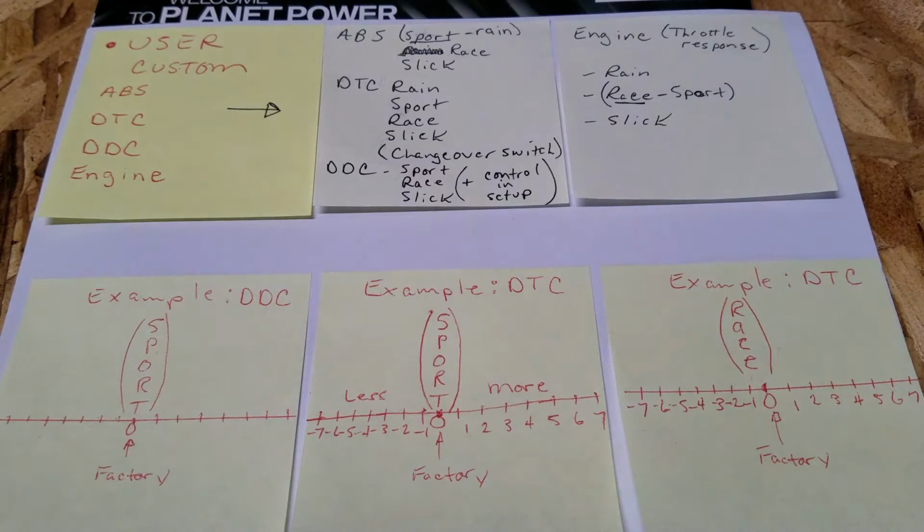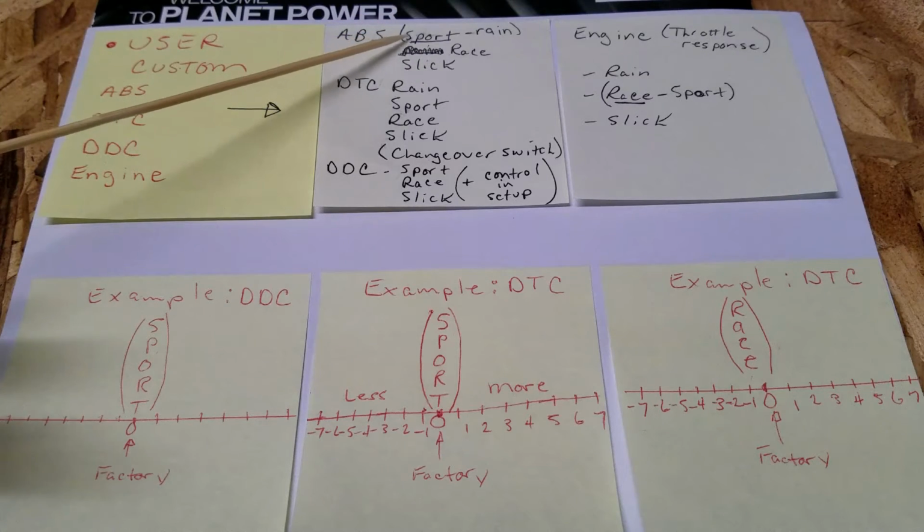So the first thing I want to do here then is go ahead and just go through an overview of the menu. Once you have access to user mode here, you automatically get to customize and mix and match with your four main interventions here: ABS, traction control, damping control, and engine throttle response. You can mix and match them in whatever way that you would like. So with ABS, for example, you can select sport, race, or slick.